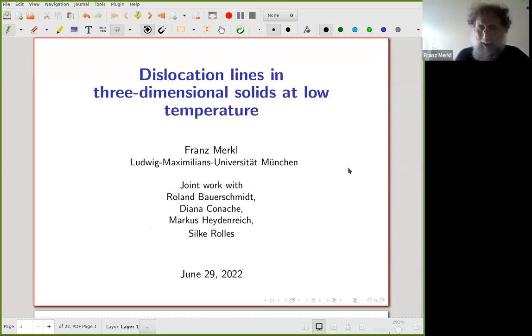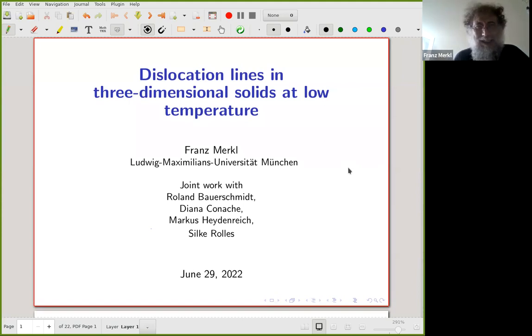My apologies for that. I would like to tell you something about a model for dislocation lines in three-dimensional solids at low temperature. What I'm going to tell you is joint work with Roland Bauerschmidt, Diana Konaki, Markus Heidenreich, and Silke Rollis. We did this work approximately 3 years ago. Unfortunately, I have nothing newer to present, but only open questions that are unsolved at this moment.